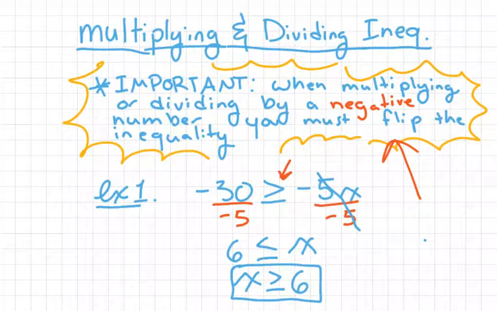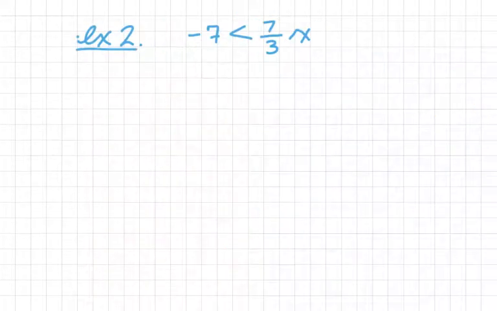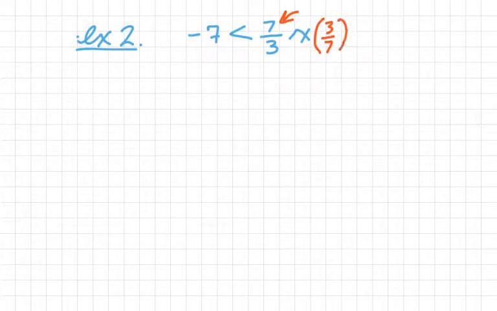But anytime you multiply or divide, in this case we divided, by a negative number, you have to flip the inequality. Let's see an example where you don't have to flip the inequality. In example 2, we have negative 7 is less than 7 over 3 times x. So you might see a negative in the problem, like here's a negative 7. However, we're not going to multiply or divide by negative 7. It's just in the problem. We're going to actually multiply by the reciprocal of 7 over 3. But that's a positive number. 3 over 7 is a positive number.